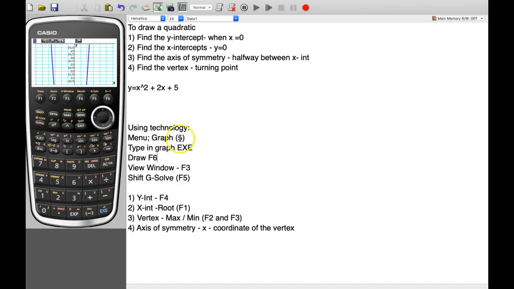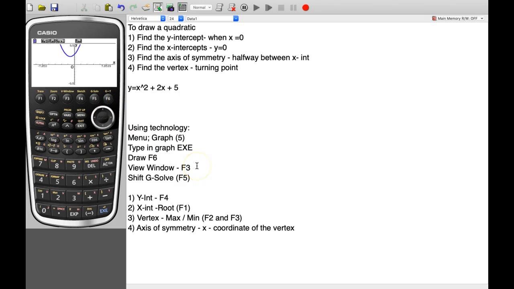Okay, so menu, graph, type in your graph that you want to draw, go execute, which is down here, then go draw, which is F6, and then you're going to go F3, which is your view window. Okay, and we're just going to set that for a start, -10 to 10, and the same in y-axis, we're going to go -10 to 10. Alright, then I'm going to go execute again, and I'm just going to go exit and draw.